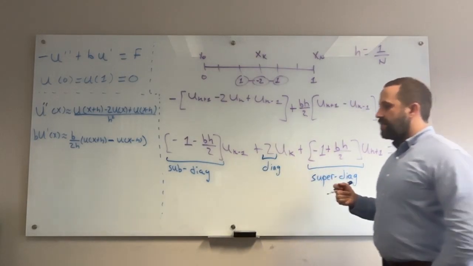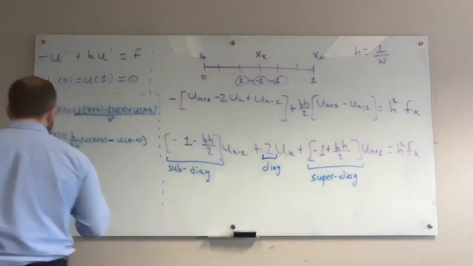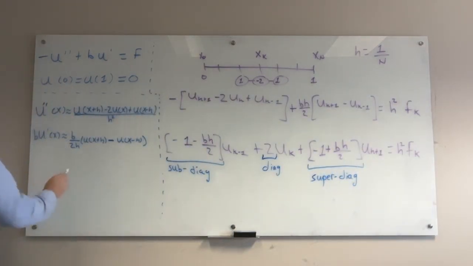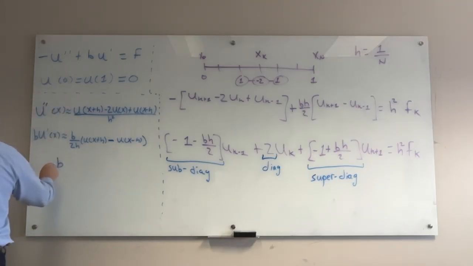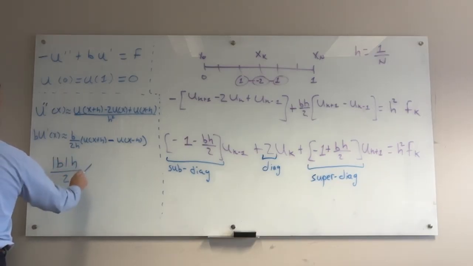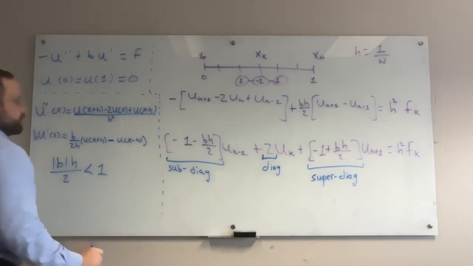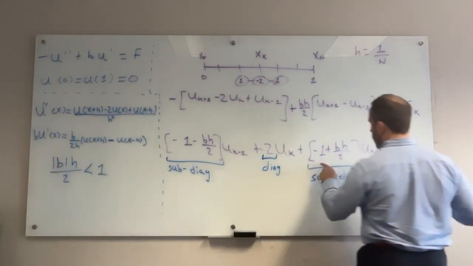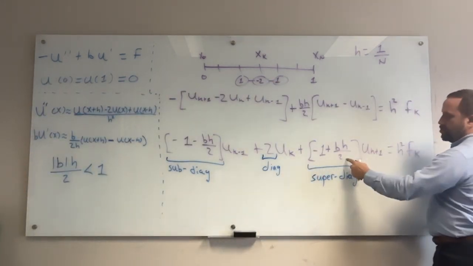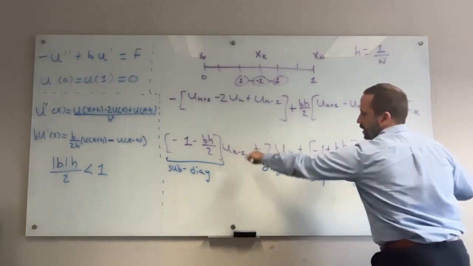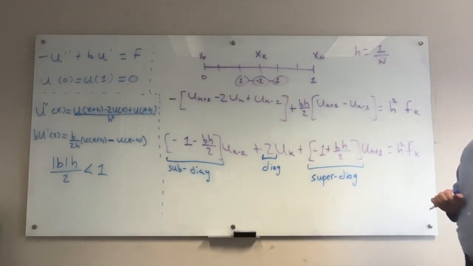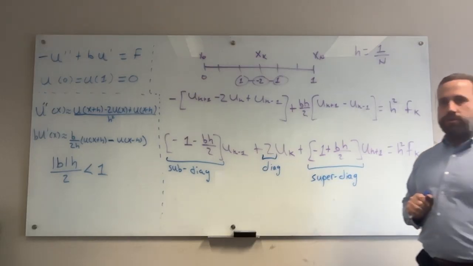So what we need to have happen then, for these two properties to exist, for the diagonal dominance and the off-diagonal entries to be negative, we need to have the absolute value of b times h divided by 2 be less than 1. So over here, if b times h divided by 2 is less than 1, then this is always going to be a negative number. And similarly over here. So what we need is the absolute value of b times h over 2 is less than 1.